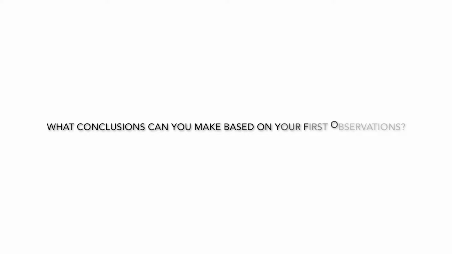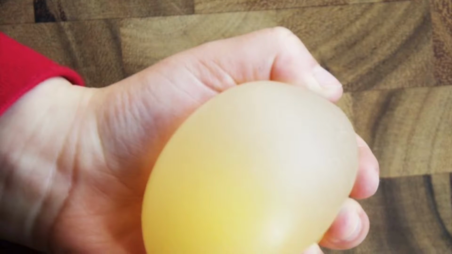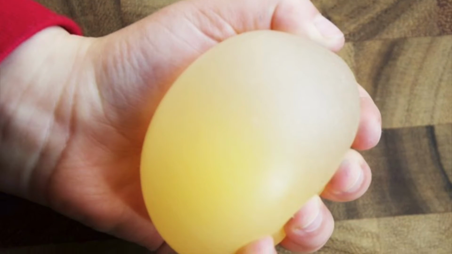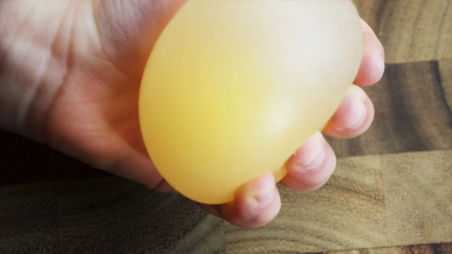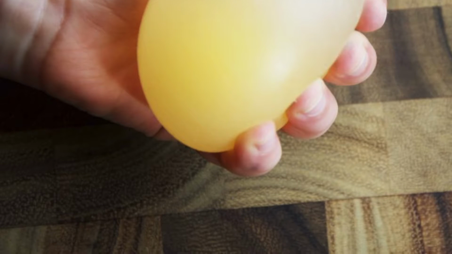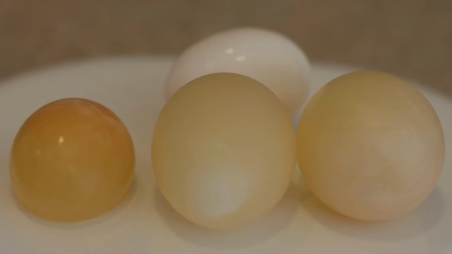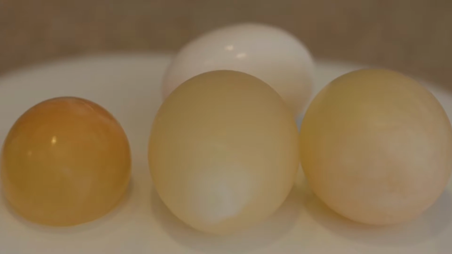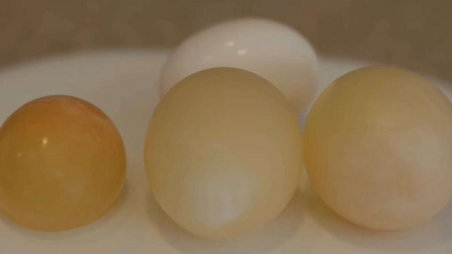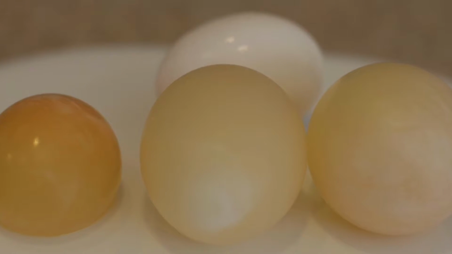What conclusions can you make based on your first observations? We observed that the vinegar made the eggs squishy when you touched them, but you had to be very careful when grabbing an egg because it could break very easily since the acetic acid got rid of the hard calcium layers surrounding the eggs, so it made it unprotected. And also because of that, they looked almost transparent, so we could see the inside of the egg.